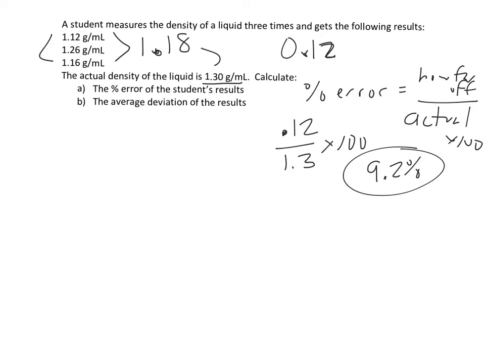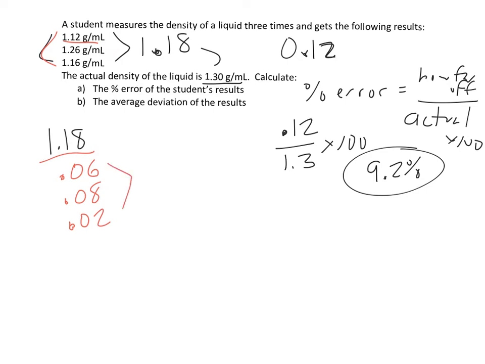The way you find average deviation is, again, you start by finding the average, in this case 1.18. And then you take each of the three measurements, or however many measurements you did, and say how far each one is away from 1.18. My first number, 1.12, is 0.06 away. 1.26 is 0.08 away from 1.18. And 1.16 is 0.02 away. These are the deviations, how far each one is from the average.